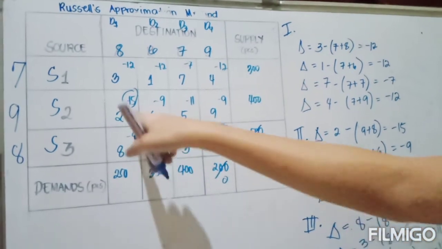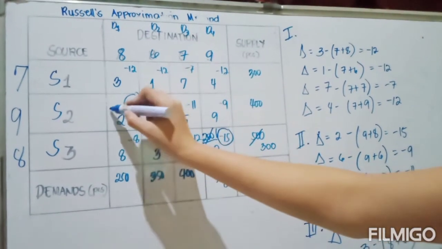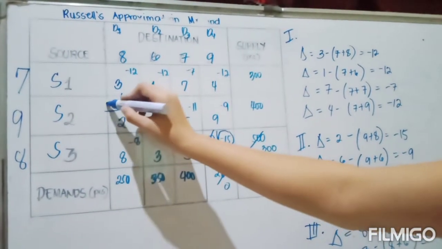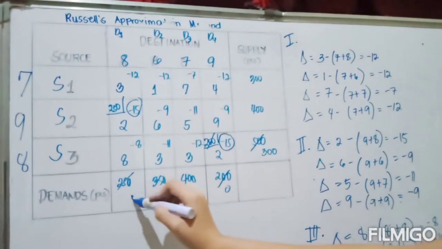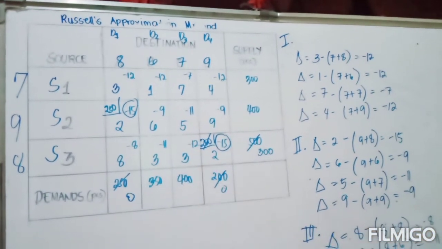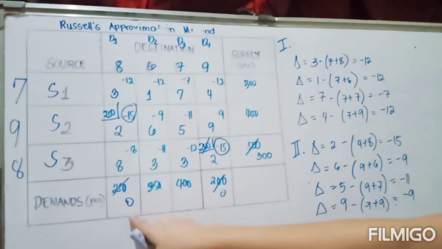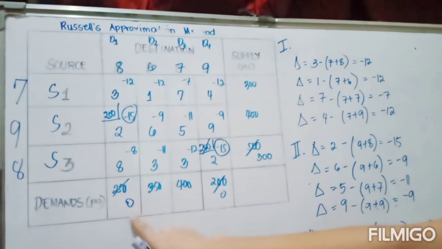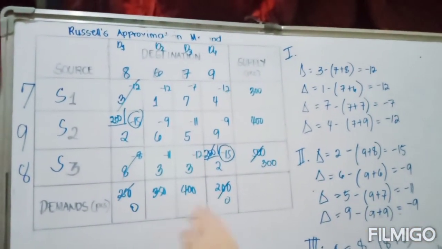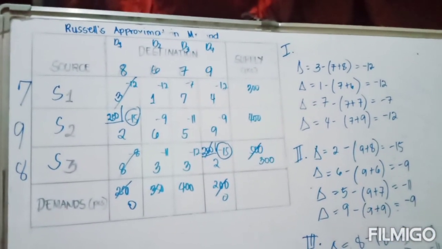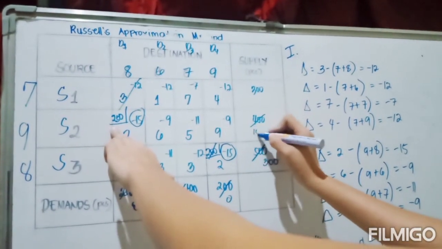Then the next step is here. So we have 250 and 400. Same as what we did, we're gonna put 250. And then 250 minus 250 would become 0. And then we have to follow the step that if it becomes 0 or it is already satisfied or exhausted, we will mark this out. So this would be no longer used. So again, the next step would be 400 minus 250 would become 150.